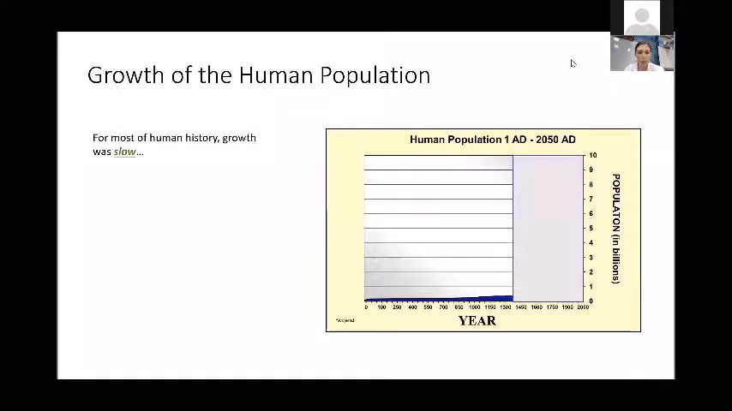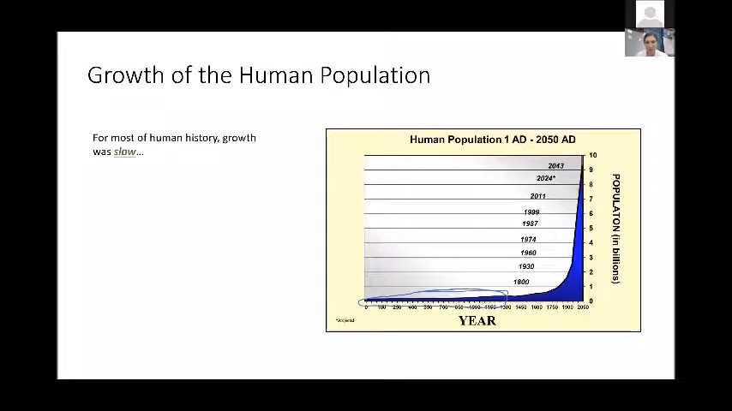So for most of human history, the human population overall had a really slow rate of growth. When we look at this graph with the human population from about 1 AD to 2050, we can see here that the population doesn't even reach 500 million in number. But then all of a sudden, at around 1800, we see this huge spike in the growth rate. And if you remember from last week, this is a J-shaped curve. This is a type of growth curve that we would classify as exponential growth.